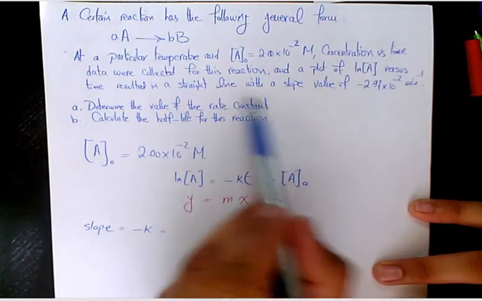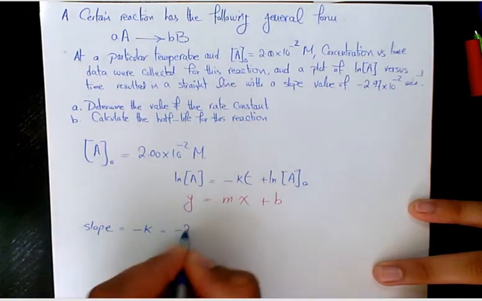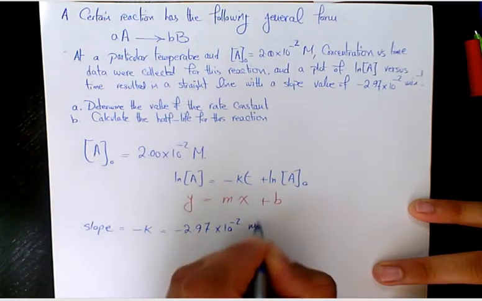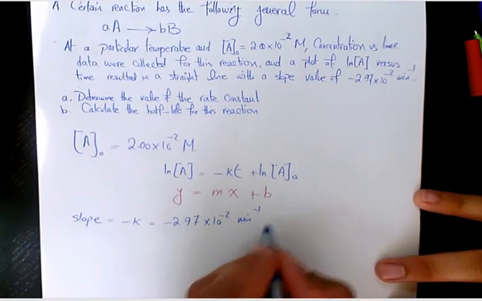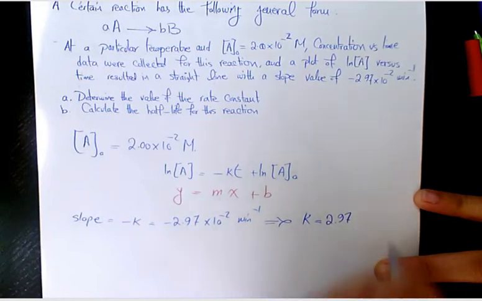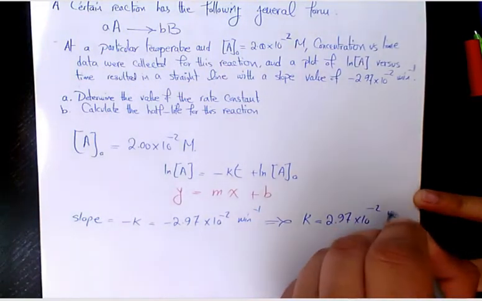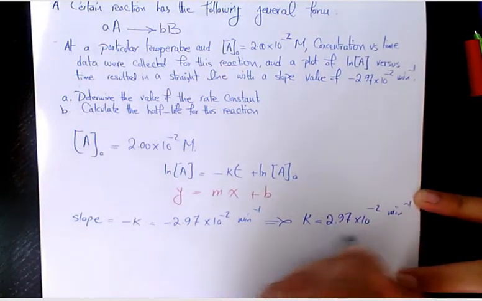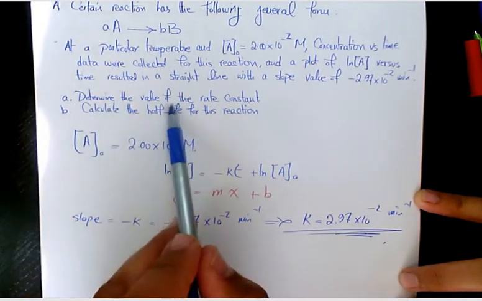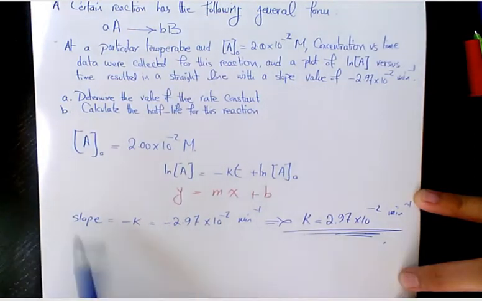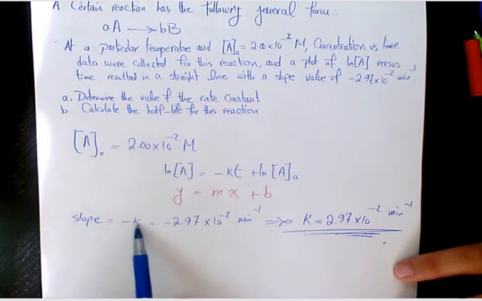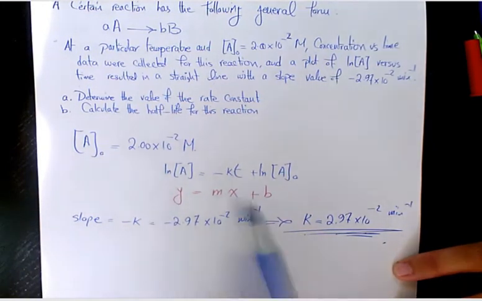And here it says the slope value is negative 2.97 times 10 to the power of negative 2 per minute. It means that k is 2.97 times 10 to the power of negative 2 per minute. So that's the rate constant. Part A asks us to find the value of the rate constant, which we can find using the slope. Slope equals negative k, using this equation.